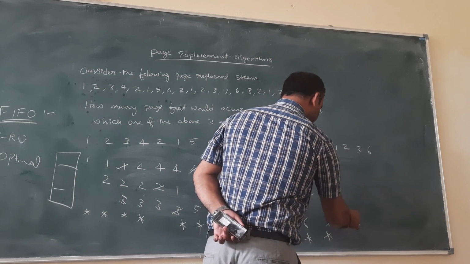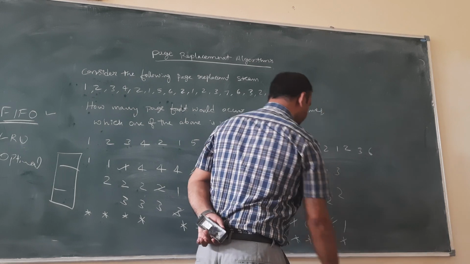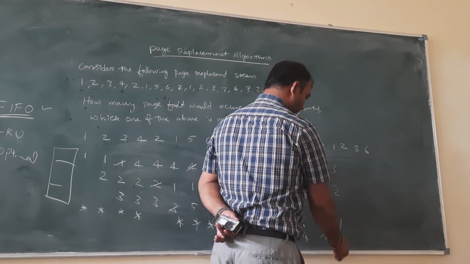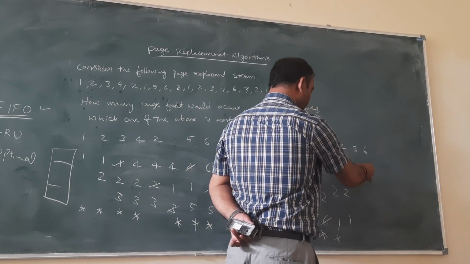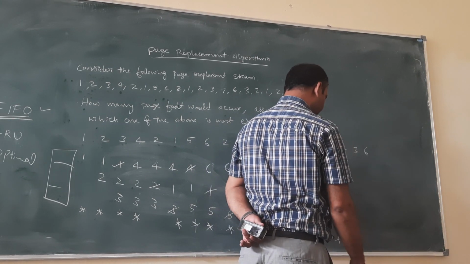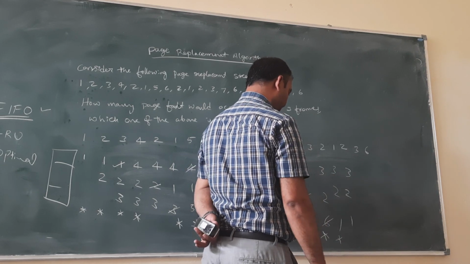So then 6 is replaced with 1. Okay. Which is 1. And then 2. So 2 we have already, right? So that's why there is no page fault. So then 3 is there. There is no page fault. So we need 6, right? So among these things, which one came first?